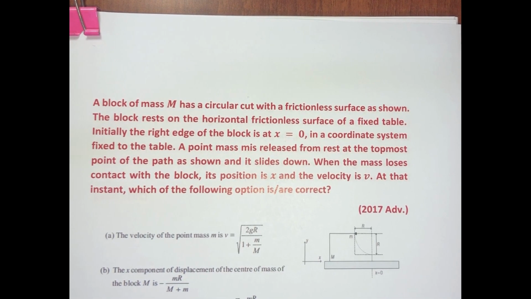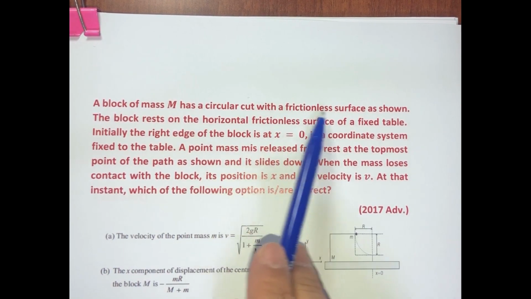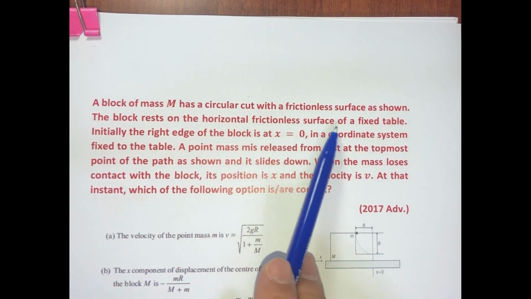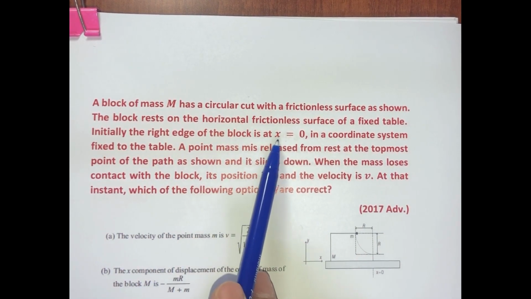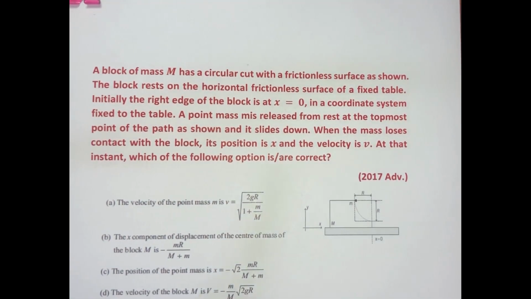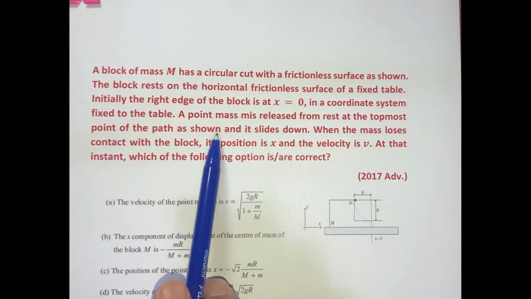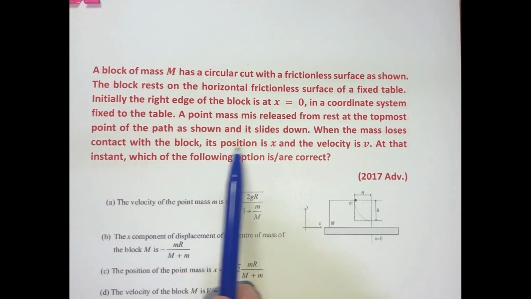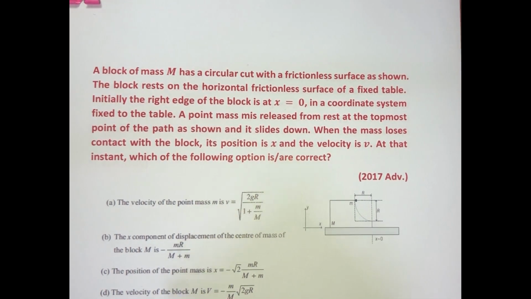Hello friends, in today's question, a block of mass m has a circular cut with a frictionless surface as shown in the figure. The block rests on a horizontal frictionless surface of a fixed table. Initially, the right edge of the block is at x equals 0 in a coordinate system fixed on the table. A point mass m is released from rest on the topmost point of the path as shown, and it slides down. When the mass loses contact with the block, its position is x and the velocity is v. At what instant, which of the following options are correct?